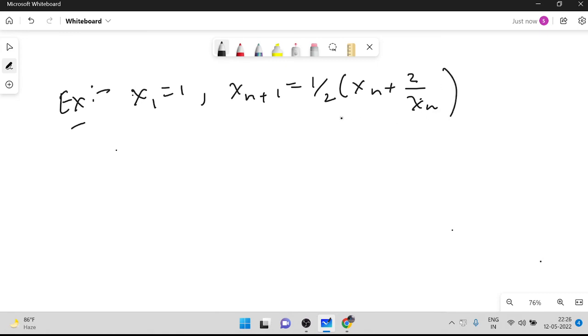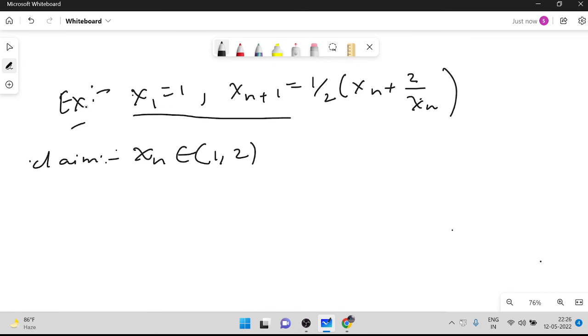So now, firstly, I claim that all xn's belong to [1, 2]. I mean, any sequence satisfying this particular pattern will not exceed 2 nor go below 1. So we prove this by induction.